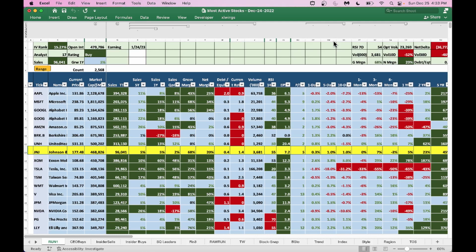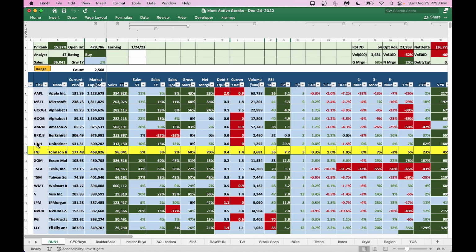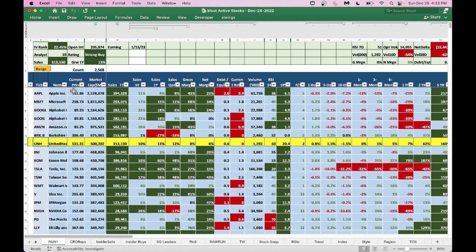Look, as you look through here, we've got the top portion here. This will keep changing for every row that I select, so just keep that in mind. As an example, if I click on UNH here, the values you see on the top will change for UNH.